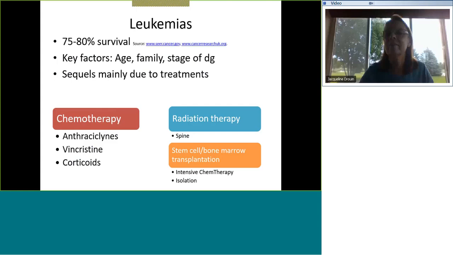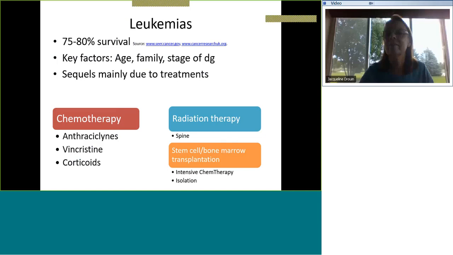Now, leukemias have a 75 to 80% survival rate in developed countries, depending on where you read. There are some key factors regarding the physical therapy intervention, such as age, the stage and support of the family, and the stage of diagnosis. The figures are mainly due to treatments.